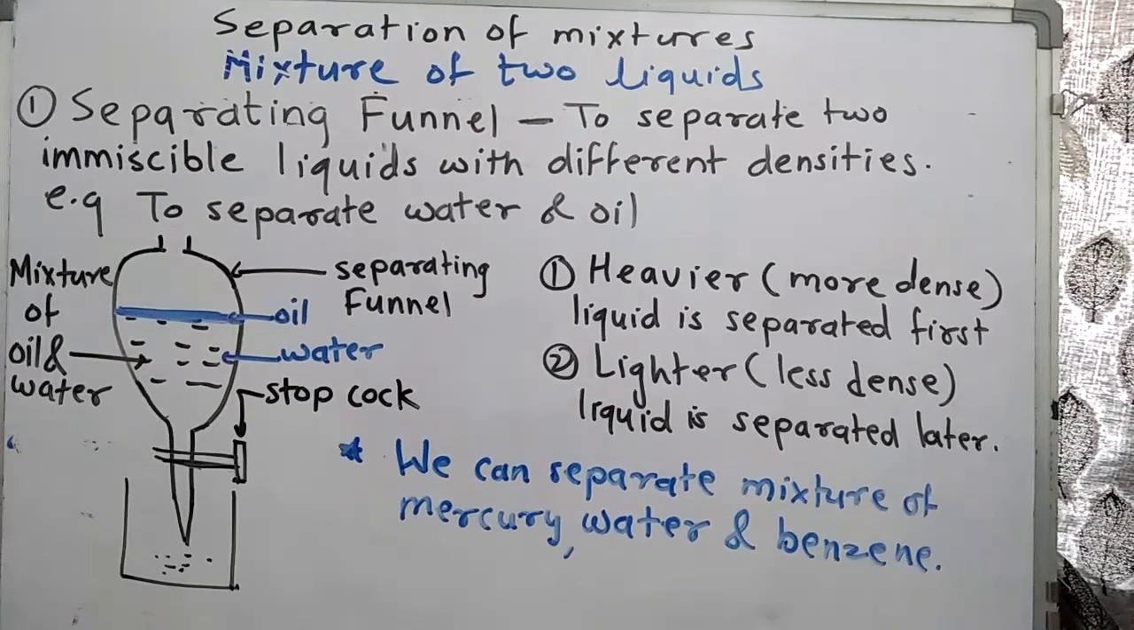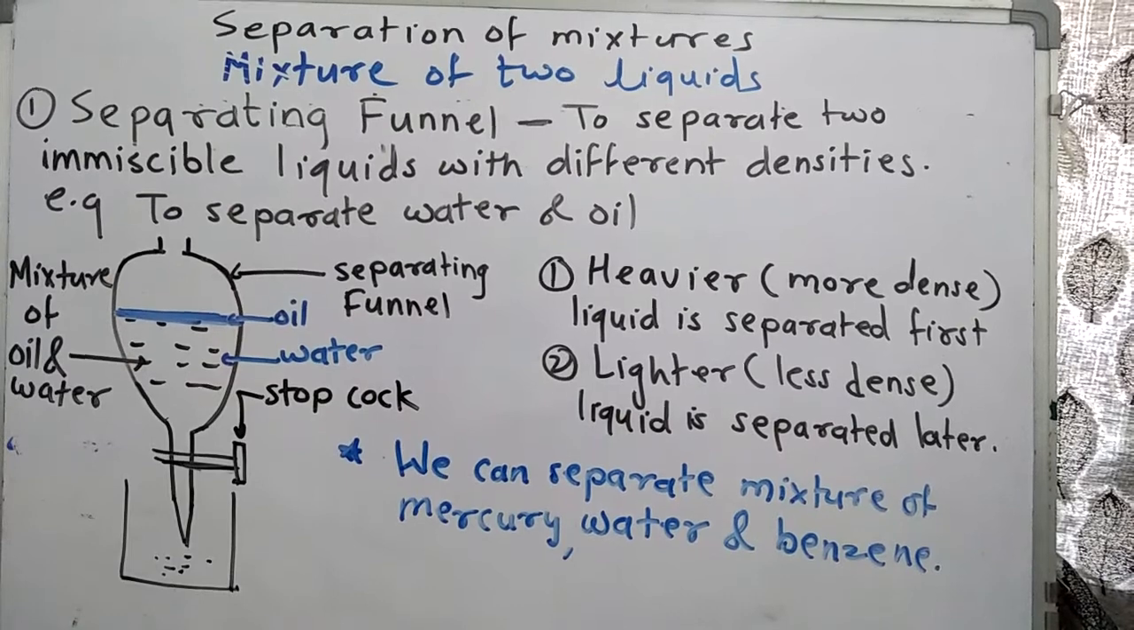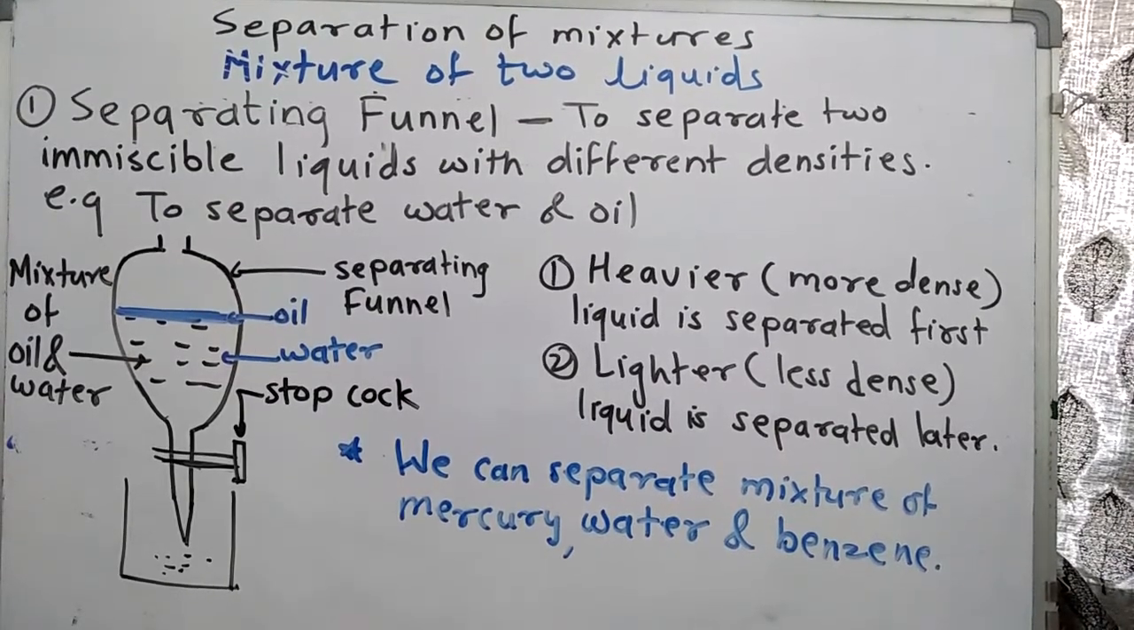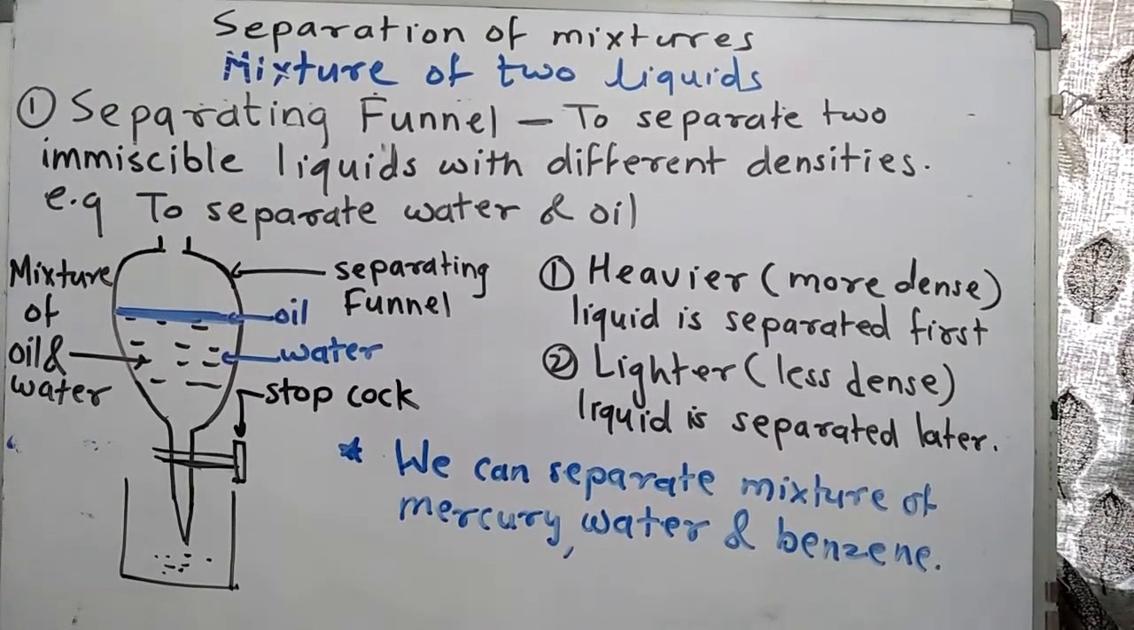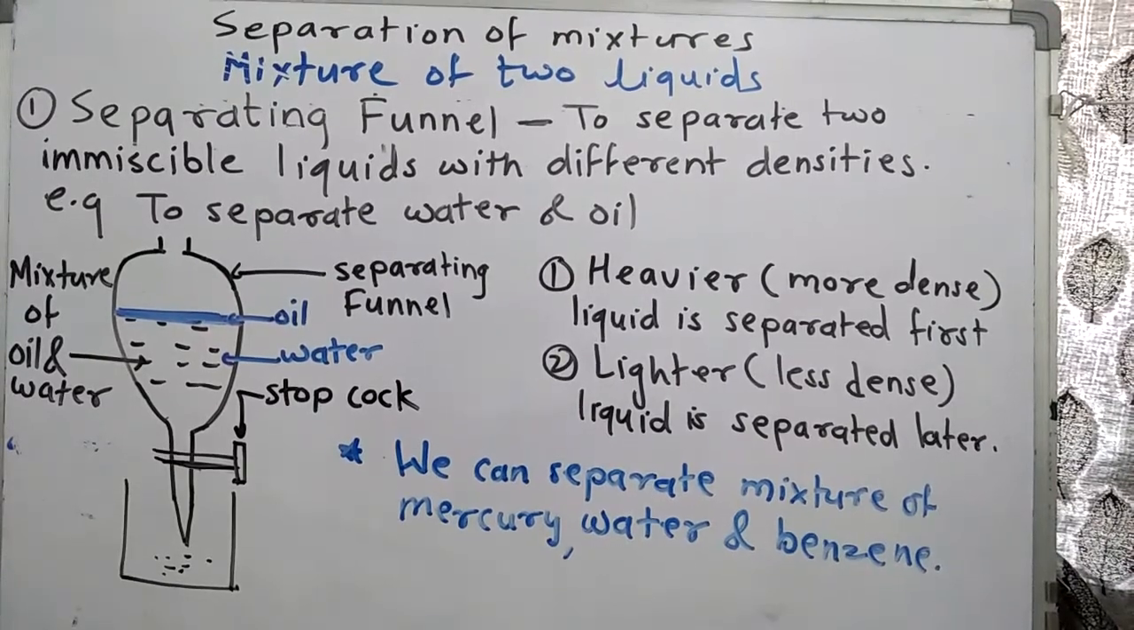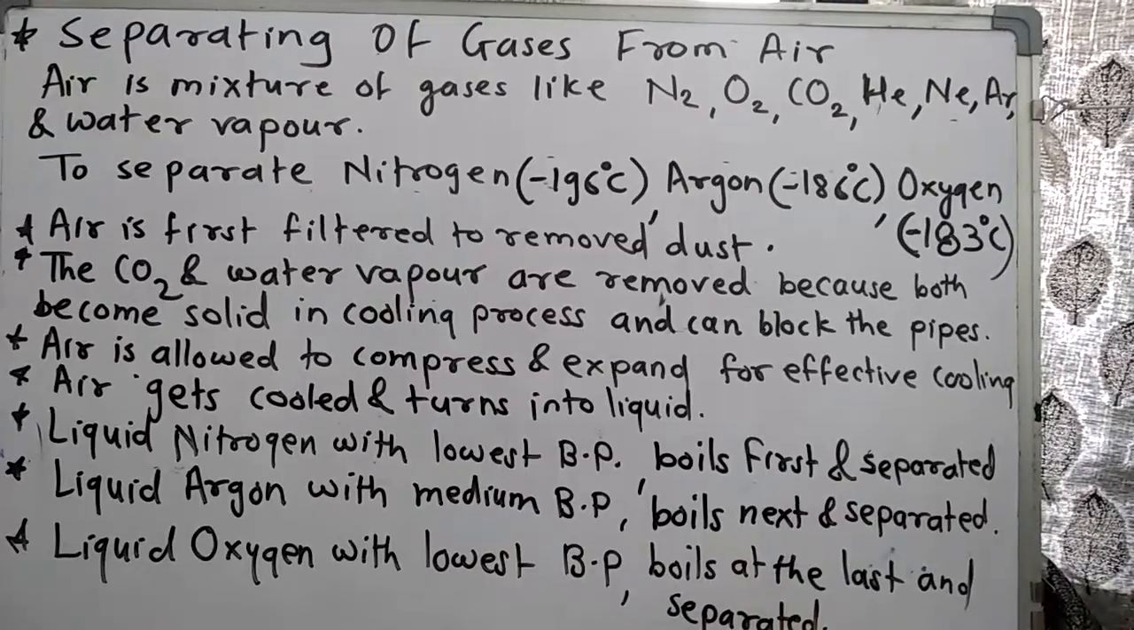So these are the methods of separation of mixture. We have seen all three methods: solid in solid, solid in a liquid, and liquid in a liquid. Methods of separation of mixture that we have studied. Now we have to study separating of gases from air. This is one of the uses of fractional distillation. By fractional distillation, we can separate out the gases from the air.